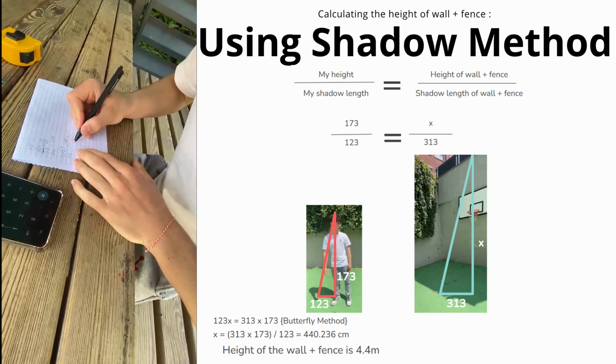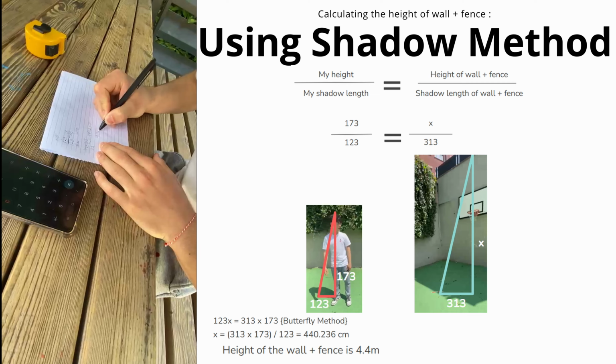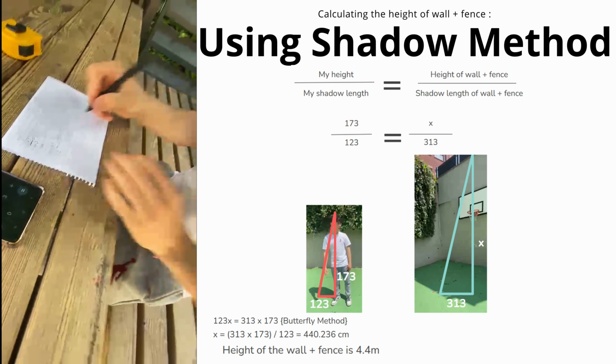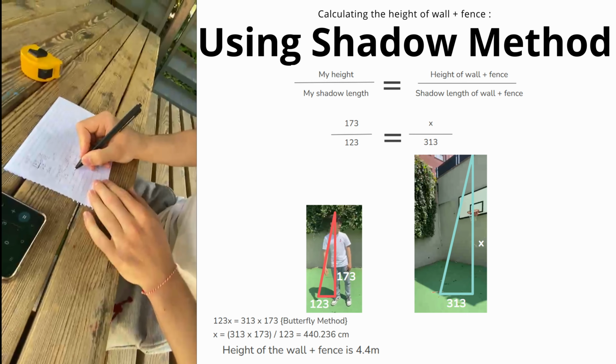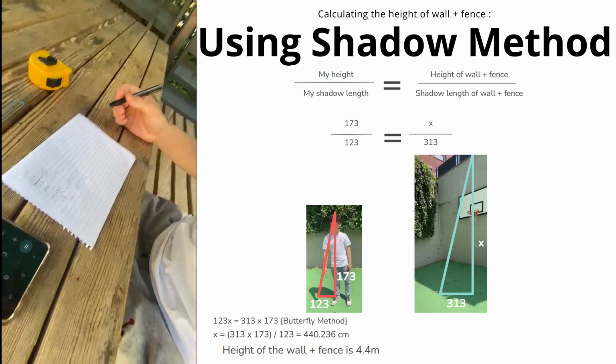Now the final value is going to be in meters. In meters, it's going to be 4.4, just round it up, 0.2 meters. Okay, so 4.402 meters is the height of the building.